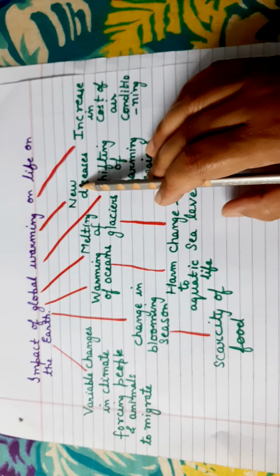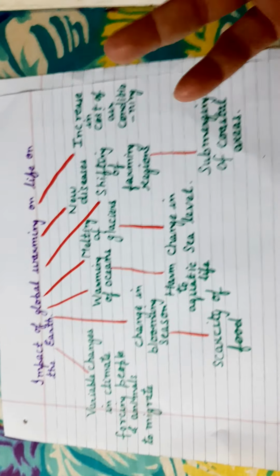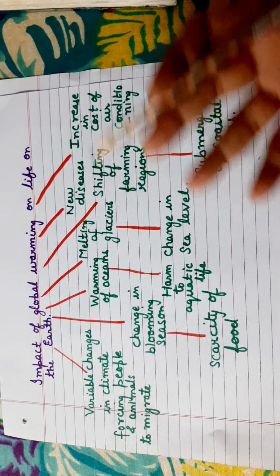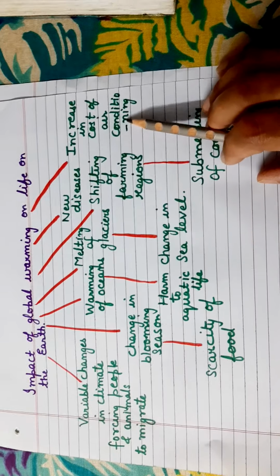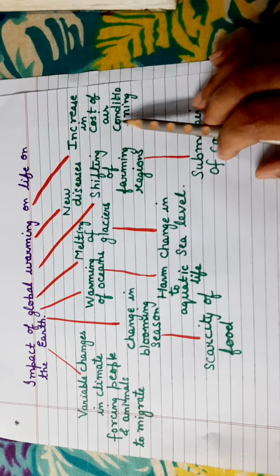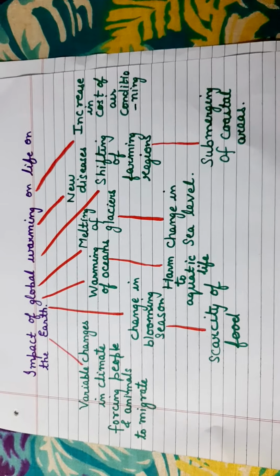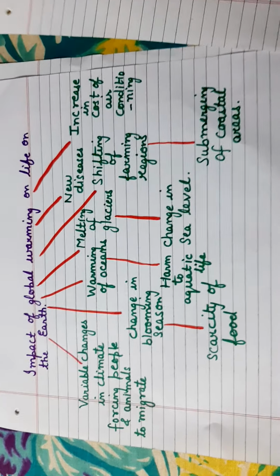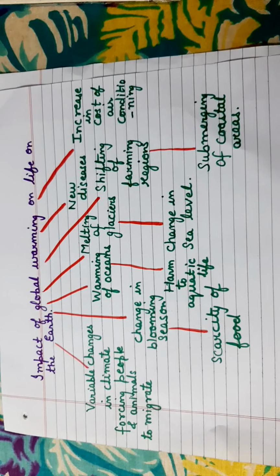Then you can see that there are going to be new diseases. Global warming is going to cause an upsurge of new diseases, which have new symptoms, and new medicines will have to be found. Similarly, it can also cause an increase in the cost of air conditioning. Nowadays, due to global warming, the temperature in the summers rises so high that we are forced to use air conditioners. That is going to cause an increase in the cost of air conditioning, and it's going to have an impact on us, because we have to pay heavy bills.